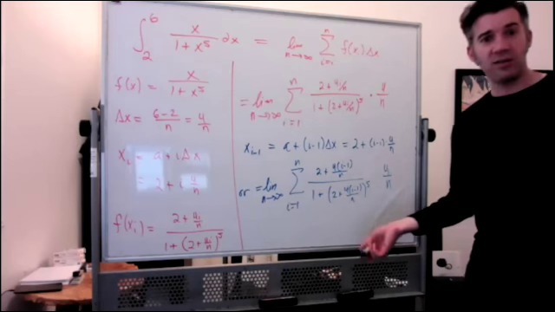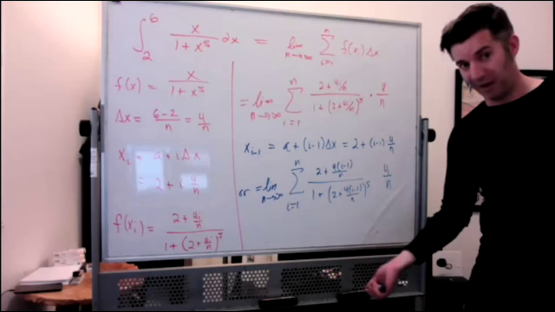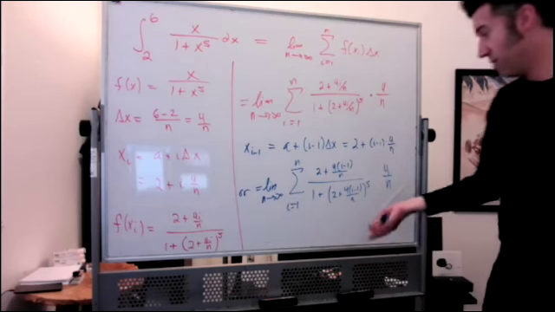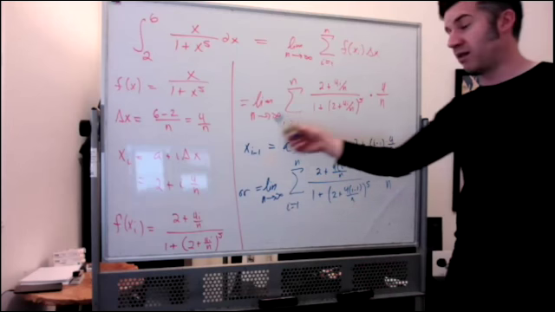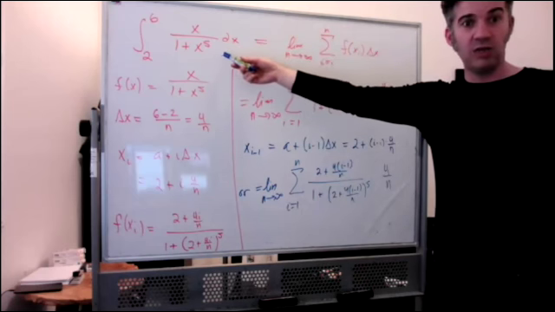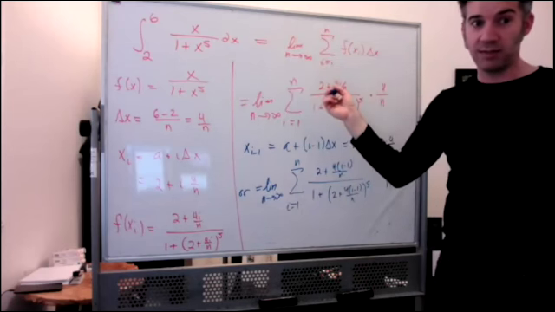So hopefully this helps convince you why we usually use right endpoints, because they just take up a little less room to write. They look a little nicer. But this would be the way of writing the limit definition of the area of this particular expression using left endpoints instead of right endpoints.